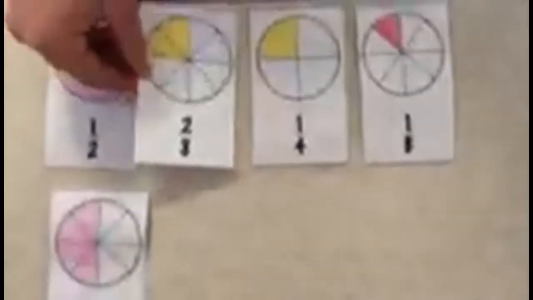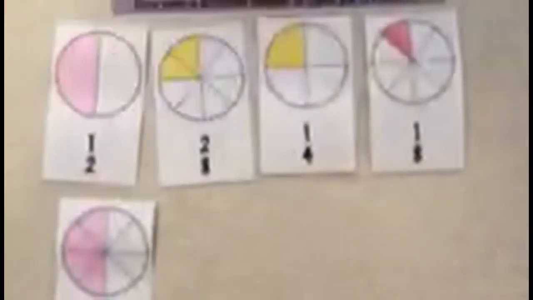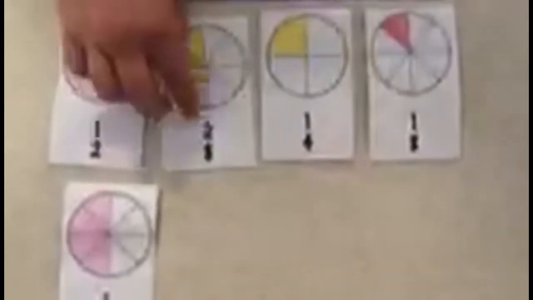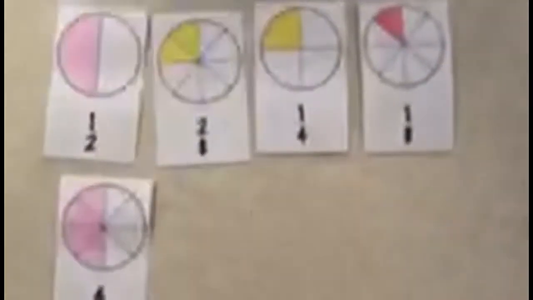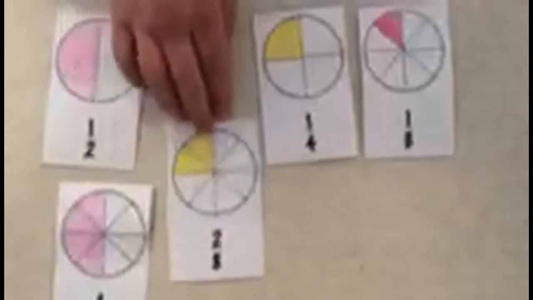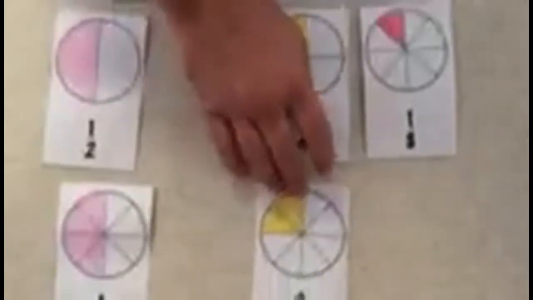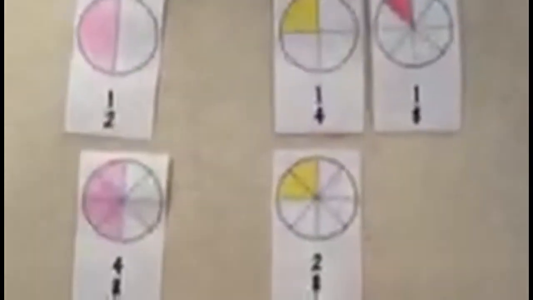This card has 2 of 8 equal pieces coloured, so it is 2/8. And if we look closely again, this one looks the same as 1/4.